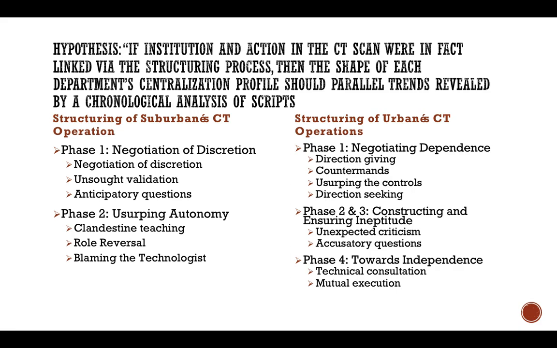In the first phase, there was negotiating dependencies, where we see that most of the authority and the controls and commands were carried out by the radiologists, because in the urban hospital they had more experienced radiologists. So there was direction giving by the radiologists to the technologists, countermands where they would counter their previous commands by asking them to change the whole process of CT scanning, and also the usurping of control.